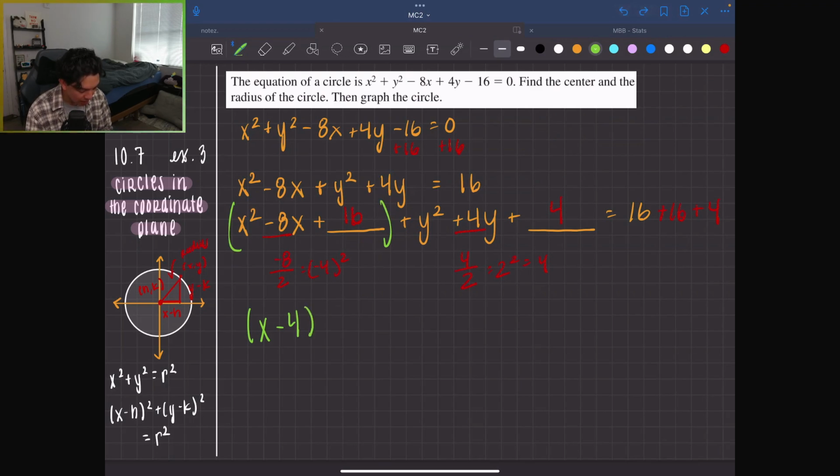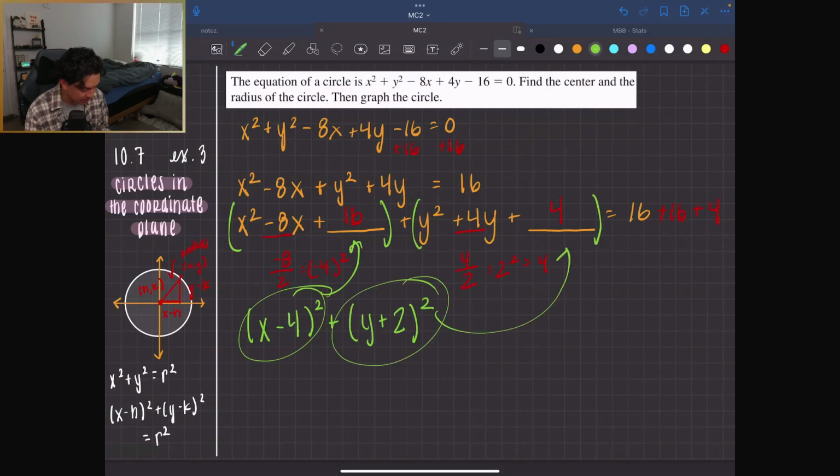Alternatively, what about our plus y? What about this over here? What does this factor into? How do we simplify this? Well, y squared plus 4y plus 4 is the same thing as y plus, well, what did we get here? 2. 2 squared. This is the same thing as this.